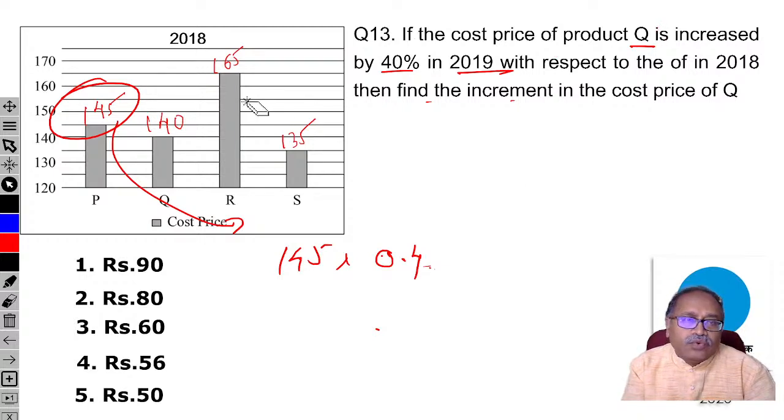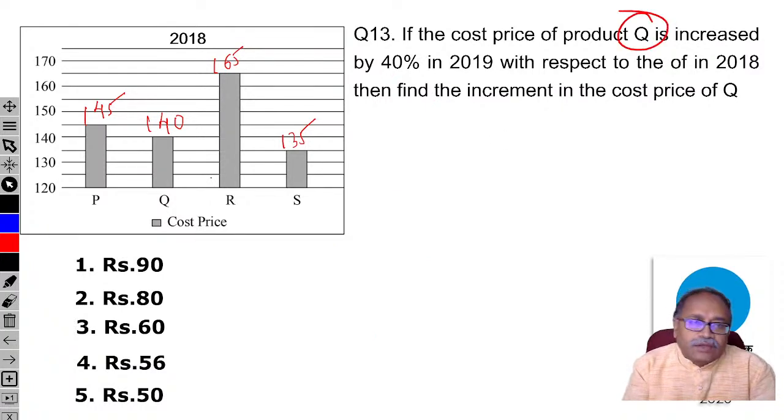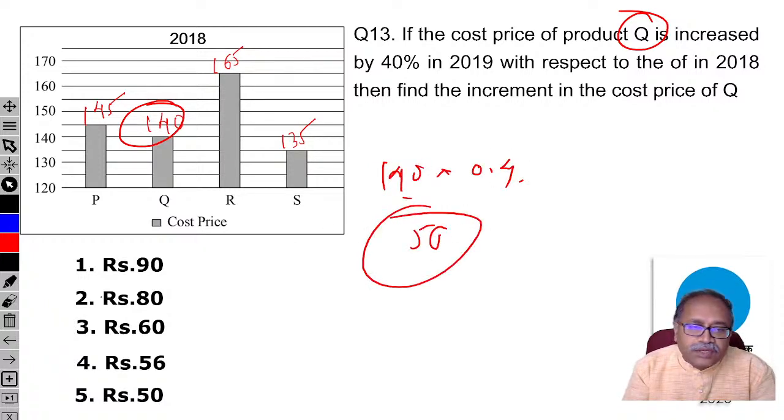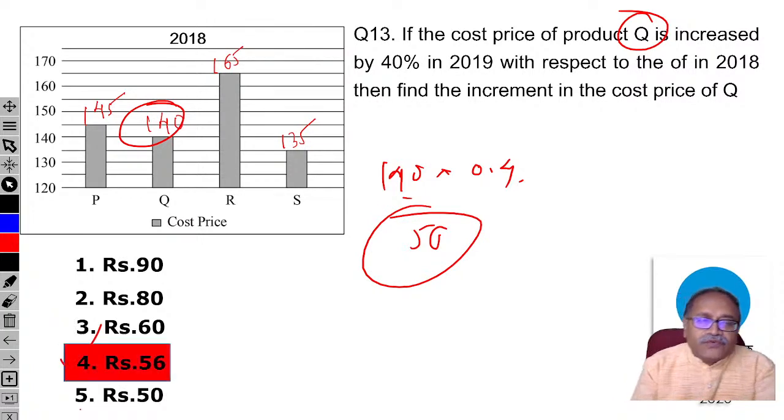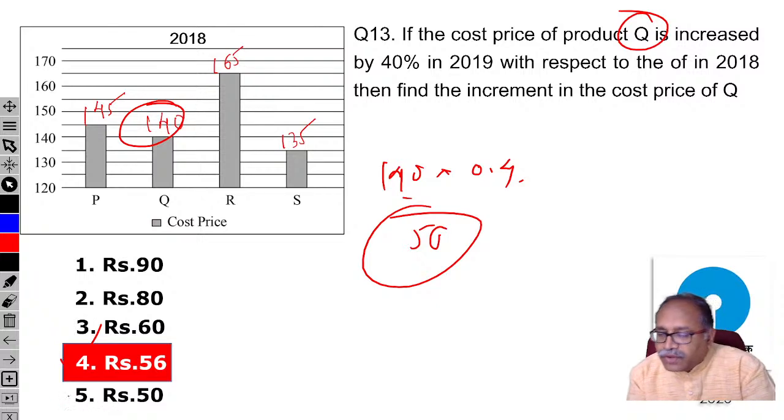Which one? Q. Okay, so I took the wrong one. So we should take Q. Q means 140. So 140 is 40%. So 14 4s are 56, that should be the answer. 56 is there. Option is 4. That's your answer.